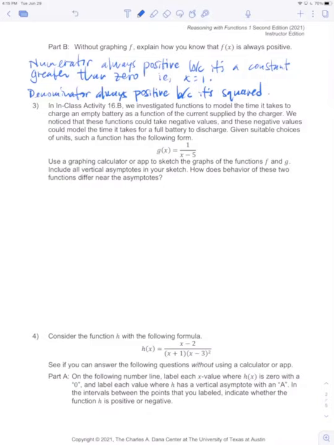So for part 3, in class activity 16B, we investigated functions to model the time it takes to charge an empty battery as a function of the current supplied by the charger. We noticed that these functions could take negative values, and these negative values could model the time it takes for a full battery to discharge. Given suitable choices of units, such a function has the following form: g of x equals 1 over x minus 5. Using a graphing calculator or app, sketch the graphs of the functions f and g, including all vertical asymptotes in your sketch. How does the behavior of these two functions differ near the asymptotes?